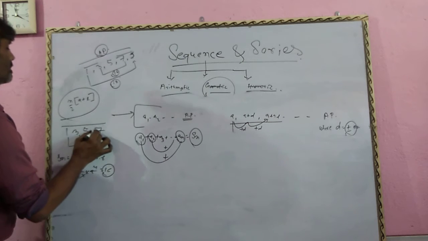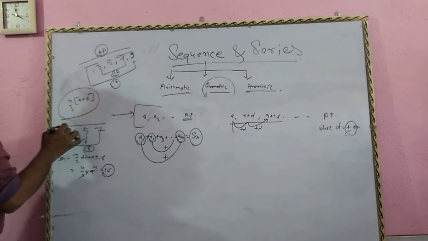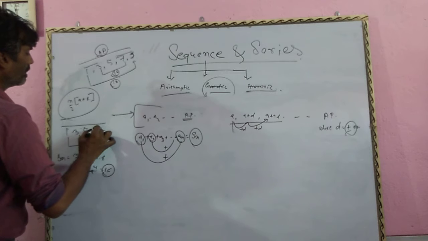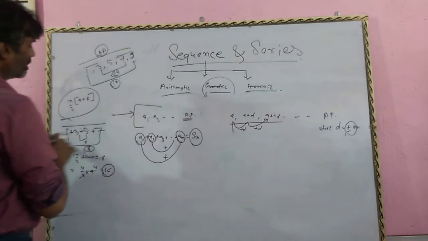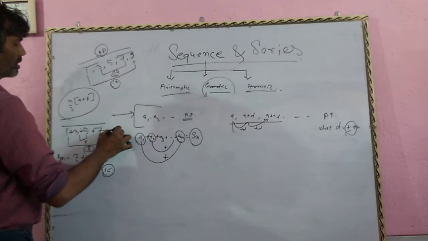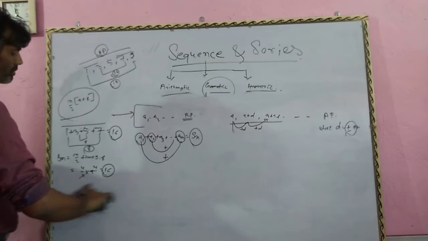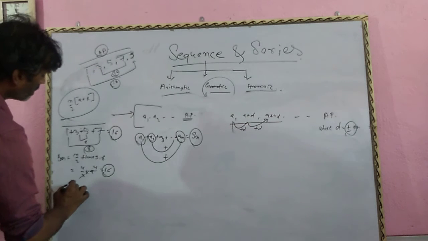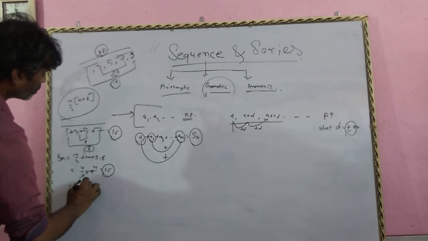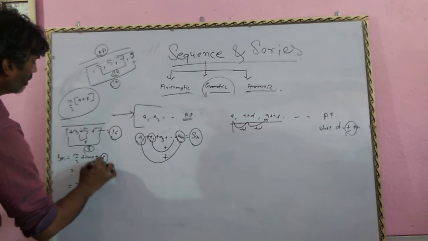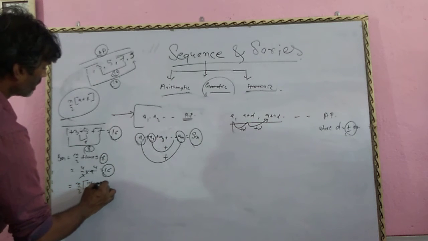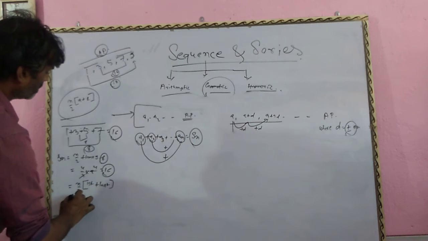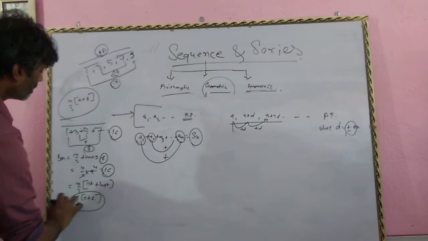7 plus 5 is 12, plus 3 is 15, plus 1 gives 16. You just add it, you will get 16. So there must be a definition like that: n upon 2, and this one, first term plus last term. Means n upon 2, a plus l. There must be a definition like that.